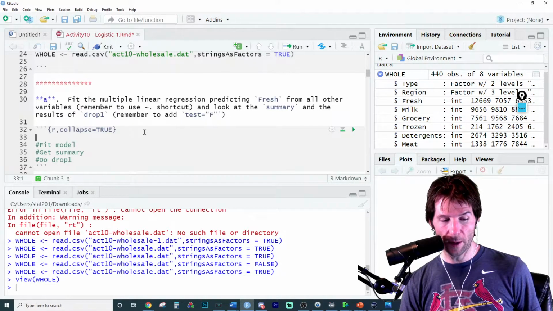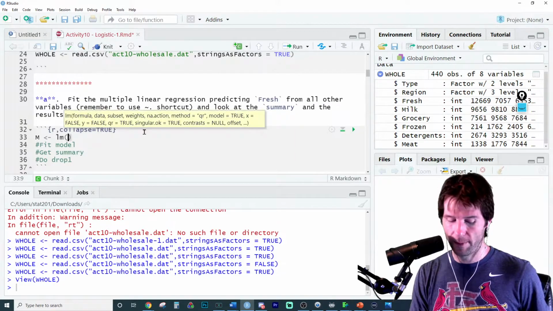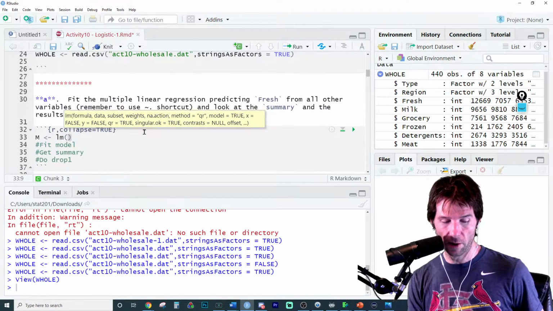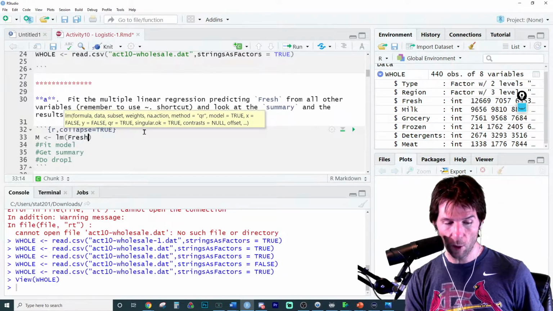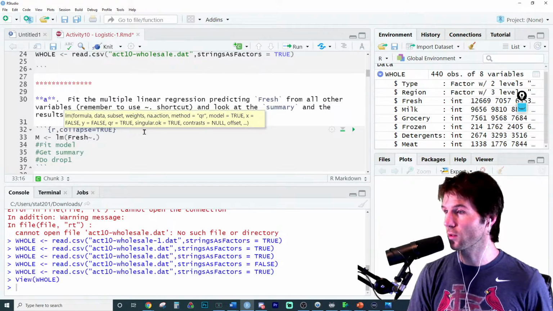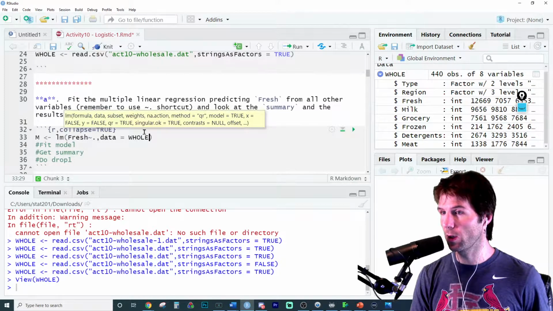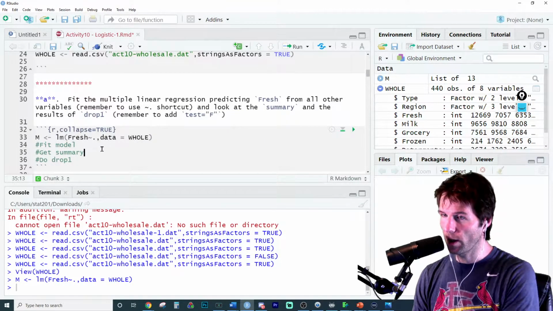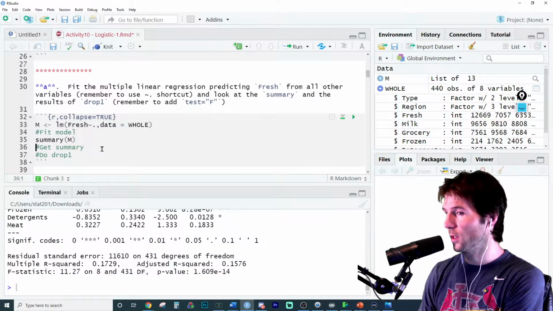So to fit the multiple model, predicting fresh from all the other variables, we want to go M save into LM. This is just saving the model into object M using the linear model. LM stands for linear model. The y variable is fresh, and tilde dot means all the x variables. Data equals is going to call the data frame that we're currently in. We have to call the data frame, y tilde x comma data equals, and we have now fit our model. Let's go to the summary of it, and since we've called it M, we can just do summary of M.